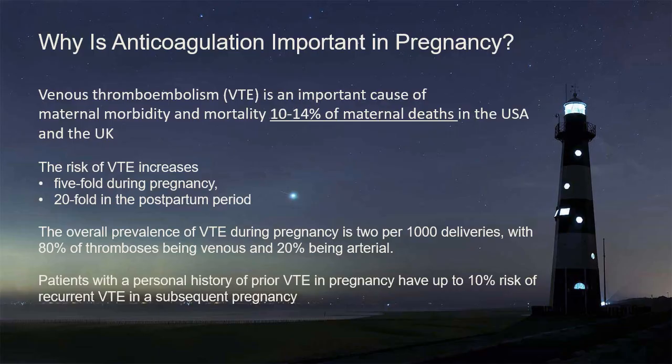Venous thromboembolism, or VTE, is a major concern in pregnancy. It is responsible for 10 to 14% of maternal death in countries like the USA and the UK. During pregnancy, the risk of VTE increases fivefold due to physiological and immunomodulatory changes, and this risk skyrockets 20 times in the postpartum period. The overall prevalence is around 2 in 1,000 deliveries, with most cases involving venous thrombosis. Women with a history of VTE face a 10% recurrent risk in subsequent pregnancies if left untreated.